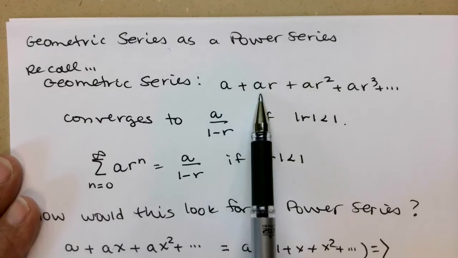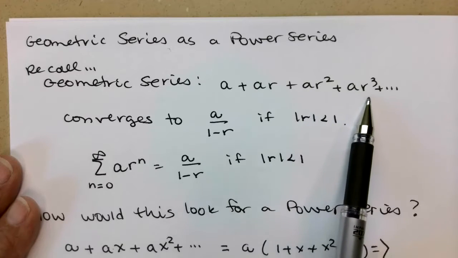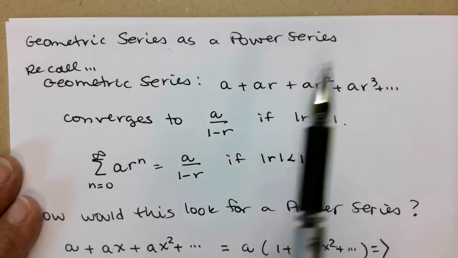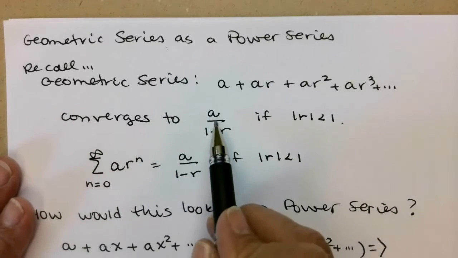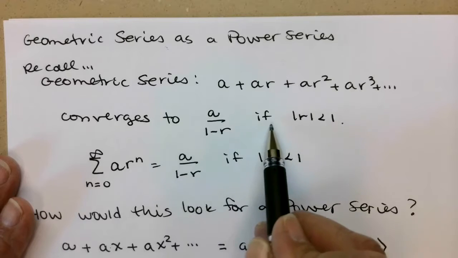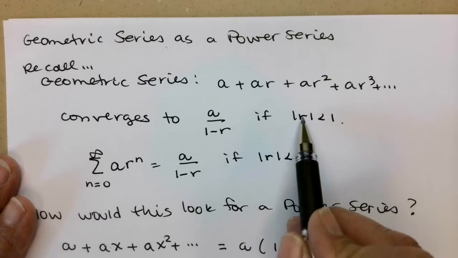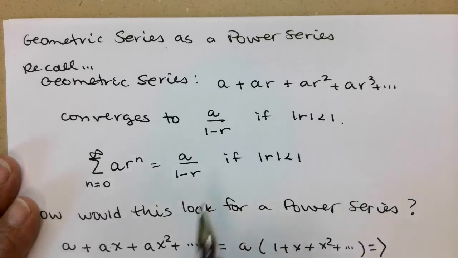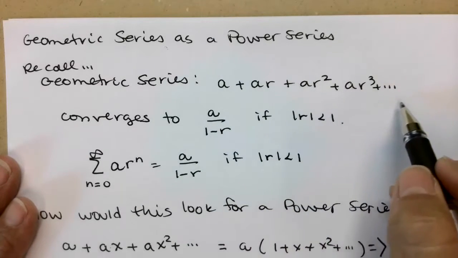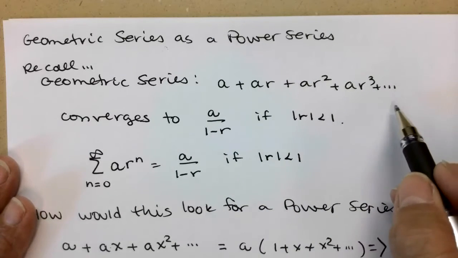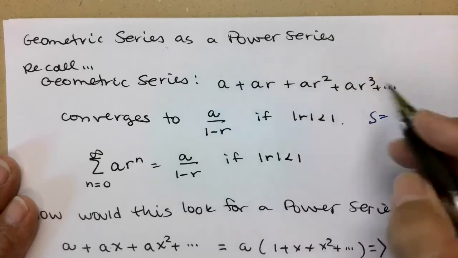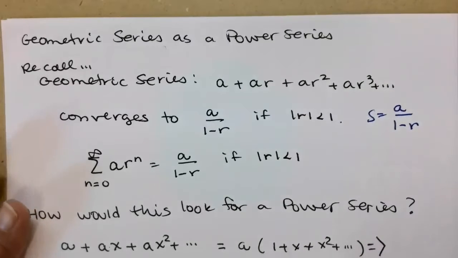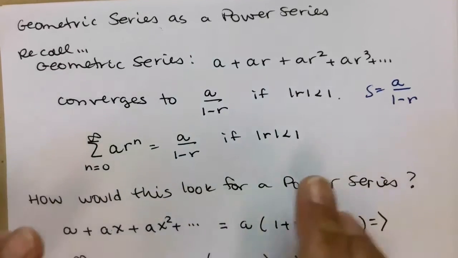So remember this: a plus a times r plus ar squared plus ar cubed, on infinitely. And that converges to, it has a sum of a over 1 minus r, as long as the absolute value of r is less than 1. As long as that constant ratio was less than 1, then your geometric series would converge and the sum would equal a, that first term, divided by 1 minus that common ratio.